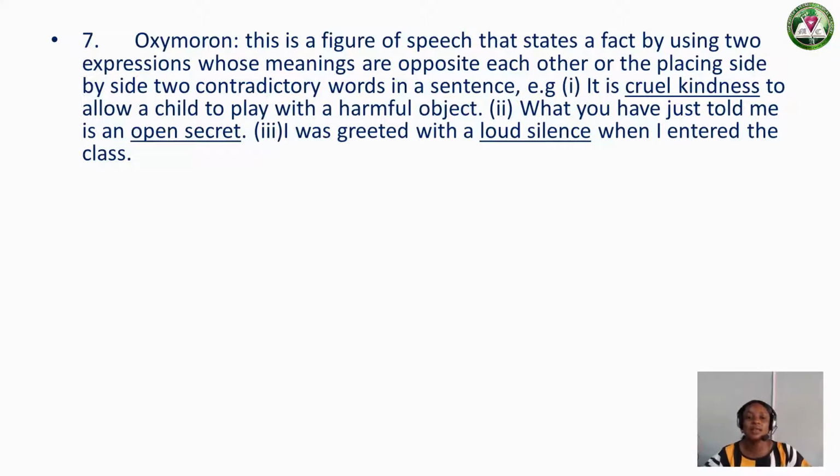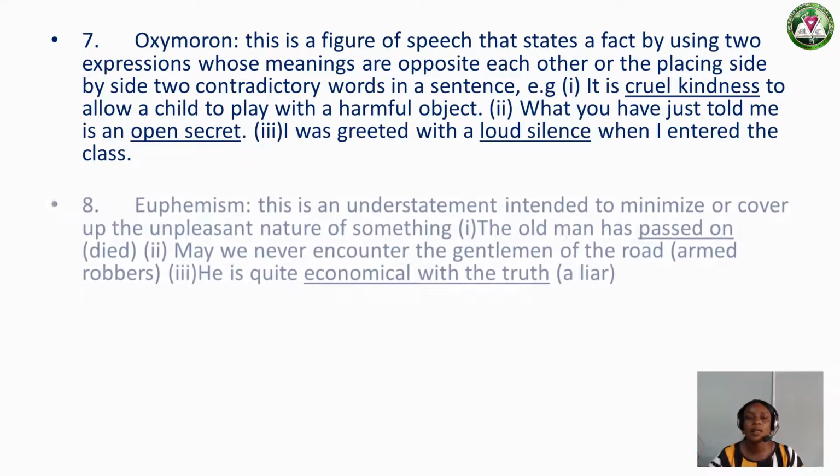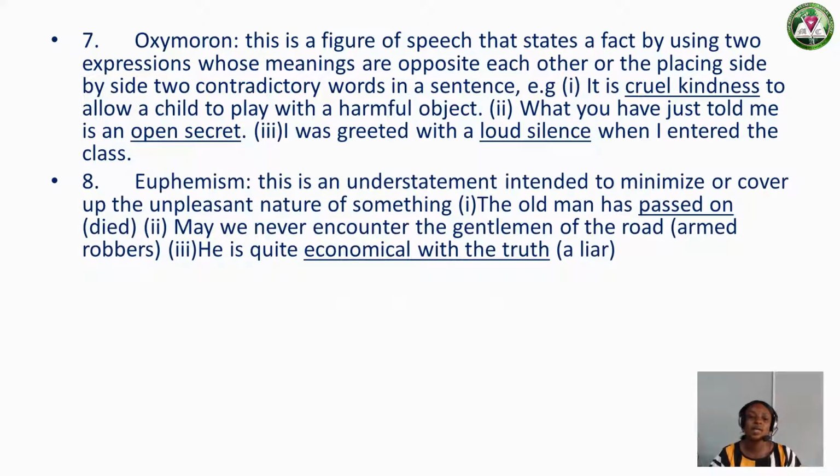Then another example there is, I was greeted with a loud silence when I entered the class. Loud and silence: two contradictory words, or two opposite words, placed together. That means the class was absolutely quiet when I entered the class. That's the meaning. The silence in the class was obvious. So that's for oxymoron. The next one we have is euphemism.